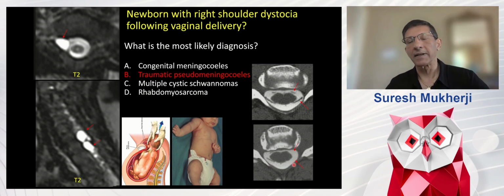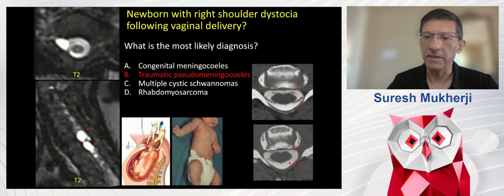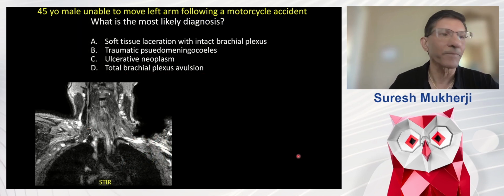So the fact that you don't have a pseudomeningocele doesn't mean that that nerve root's intact. Realize on occasions you can have avulsion of the nerve roots and have no pseudomeningocele whatsoever. So this emphasized the fact that nerve roots are a component of the brachial plexus.